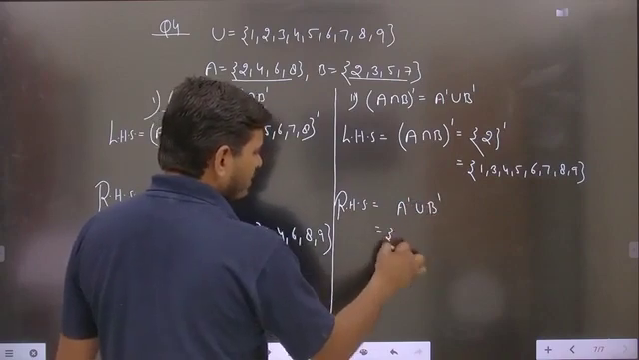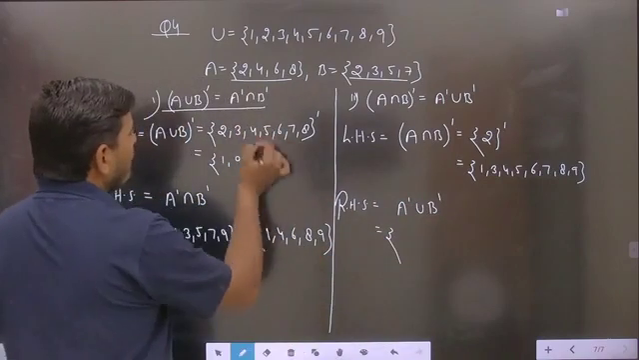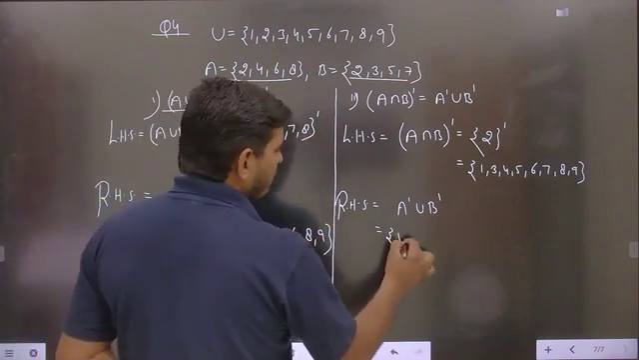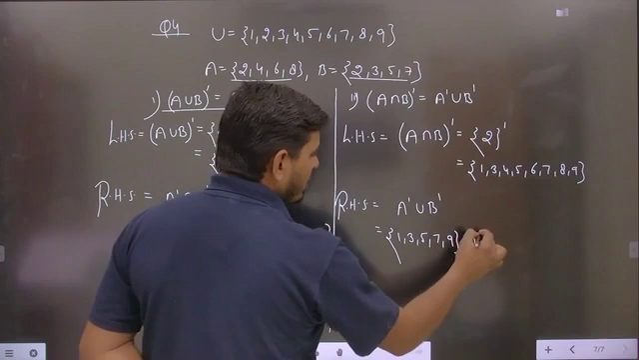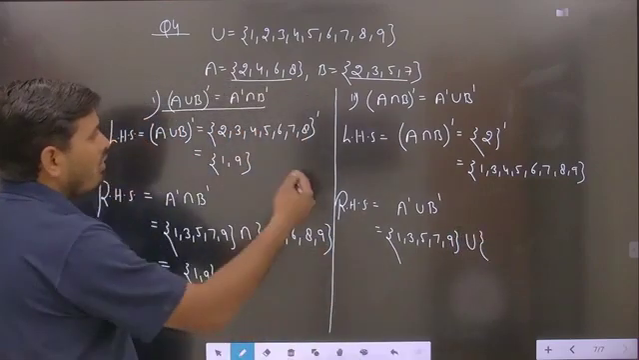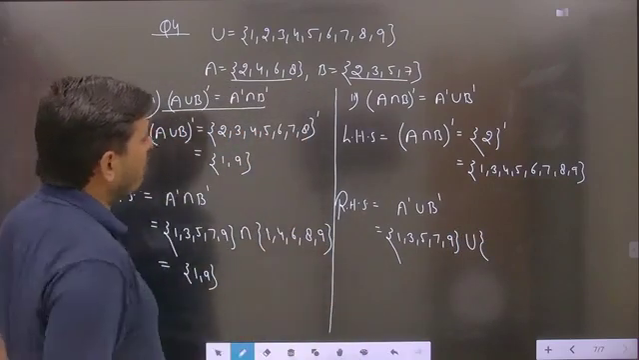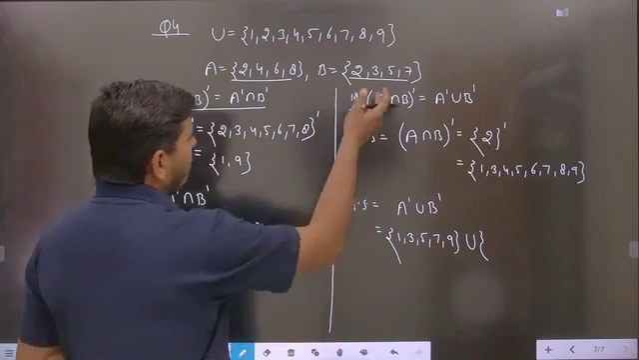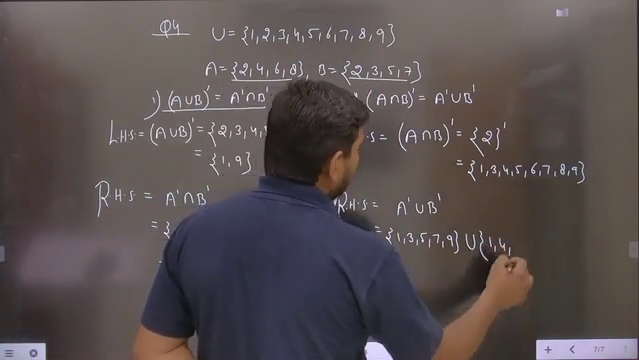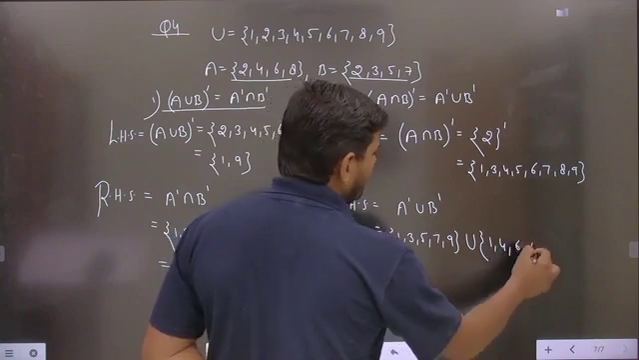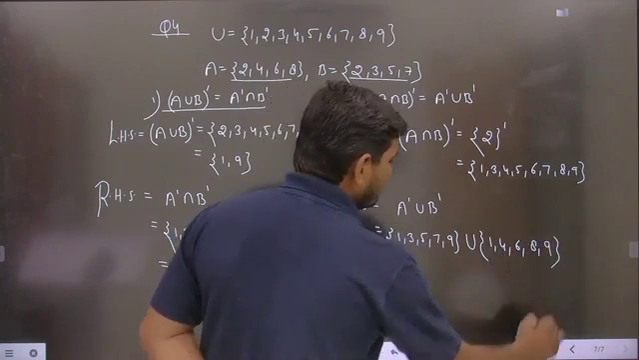So A dash means we have to calculate U minus A, and U minus A is to be written as 1 3 5 7 and 9, union B dash. B dash means all the elements of U minus B we have to write, means elements except those of B. So we will write here 1 4, then after 6, then after 8, then after 9. Is it to be clear?